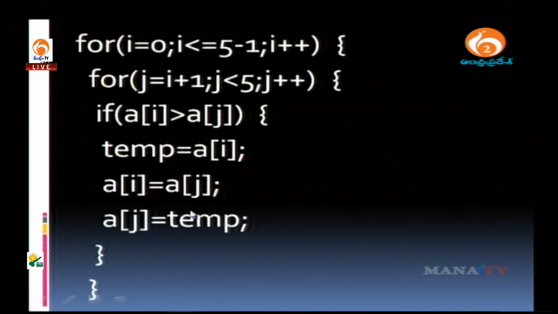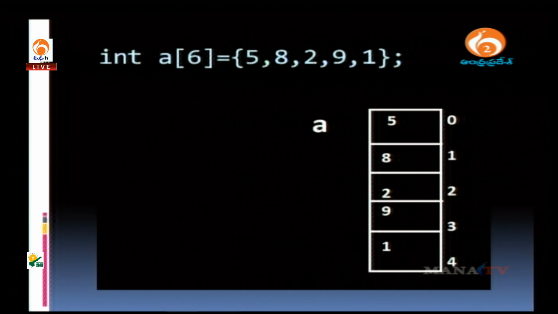Now we will see what bubble sort is. First, just look here. We initialize an array, or you can read the values from the keyboard. A of 6, the size is 6, with values 5, 8, 2, 9, 1, stored into an array named A. A[0] is 5, A[1] is 8, A[2] is 2, A[3] is 9, A[4] is 1. This is the memory representation.